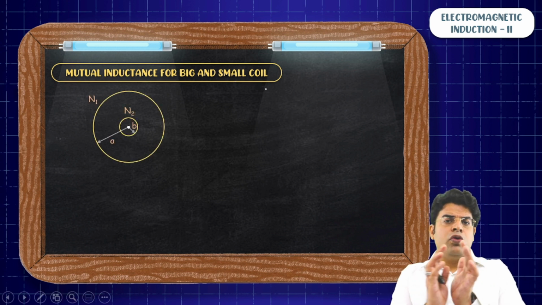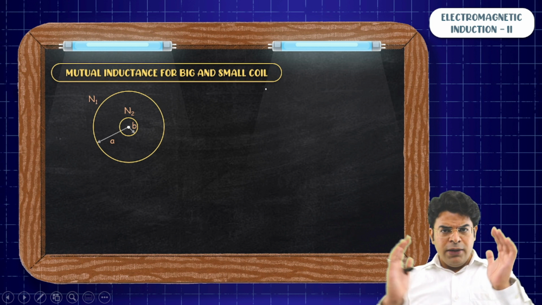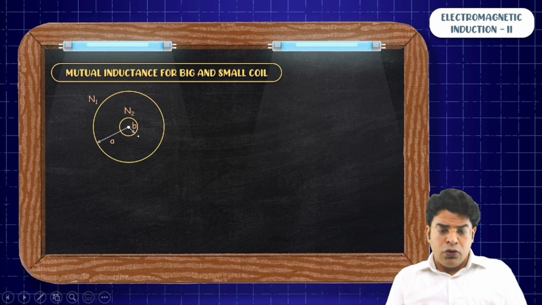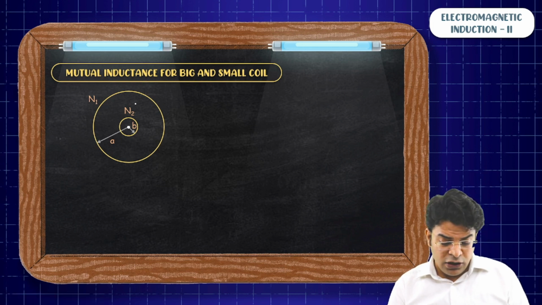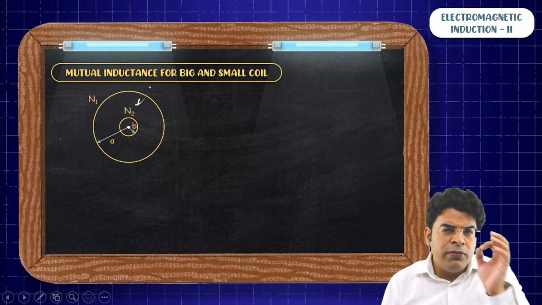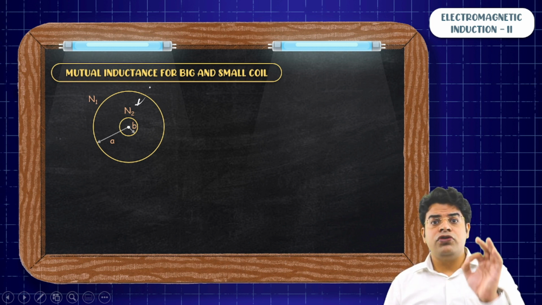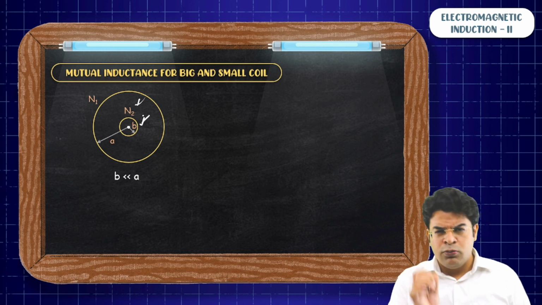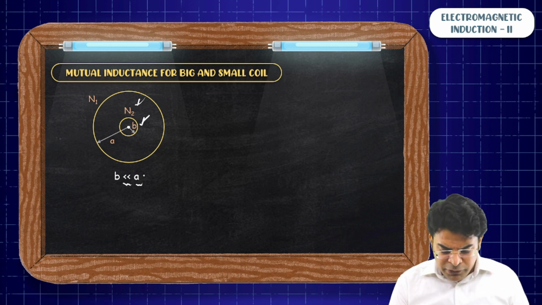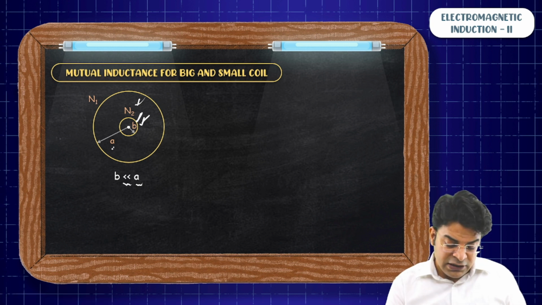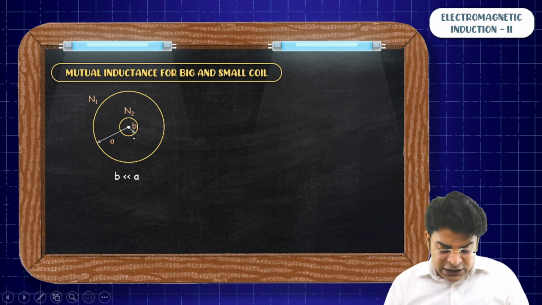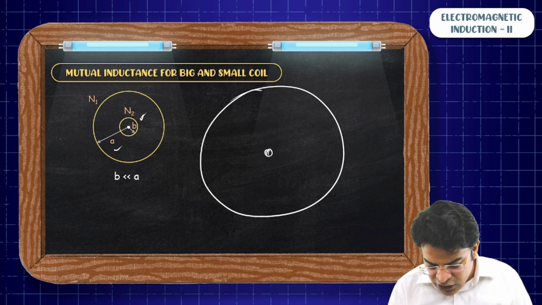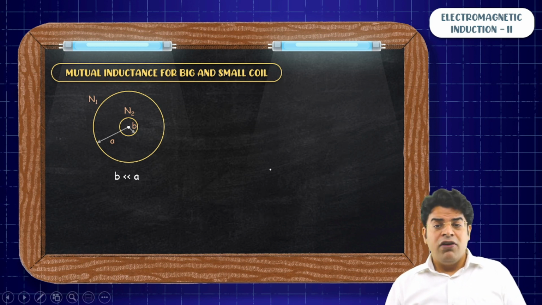Let's say you have got two coplanar coils. A very big coil of radius A and a small coil of radius B. The bigger coil has got N1 number of turns and the smaller coil has got N2 number of turns. Your mission is to determine the mutual inductance of this pair of coils, given that the radius of the smaller coil is very small compared to the radius of the bigger coil. So B is very small compared to A. Since B is very small compared to A, you can assume the smaller coil to be placed at the center of the bigger coil.